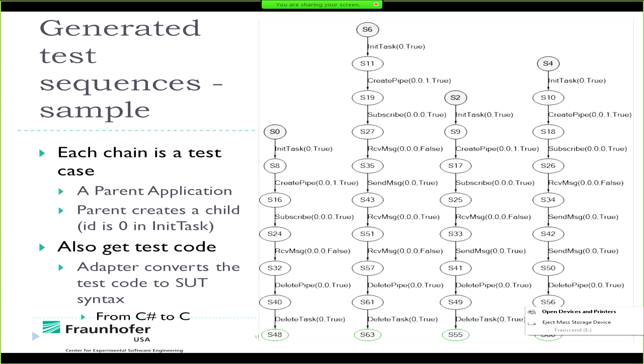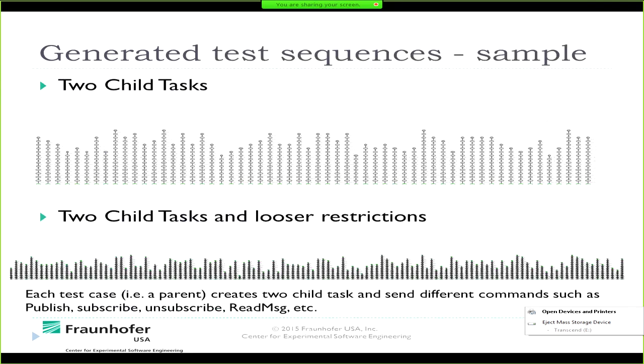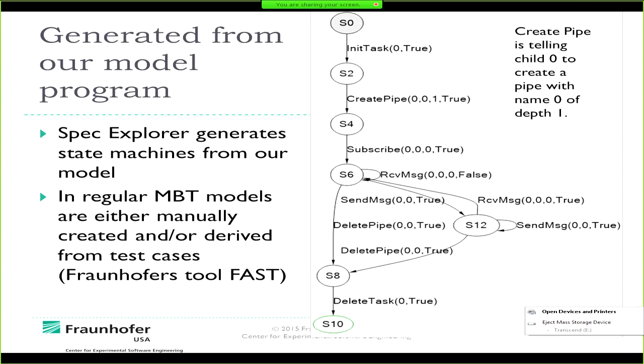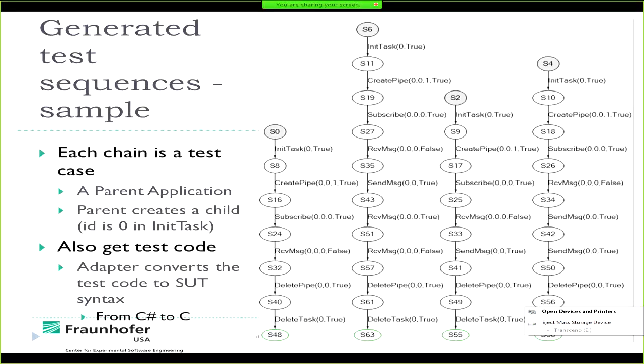So what kind of test cases would you get out? If I go back to this state machine, every test case is a path from S0 to, here, S10. So every test case just takes this and traverses all the transitions and states as much as it can, and then shows you something like this.